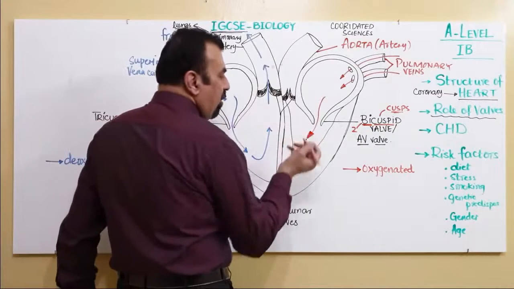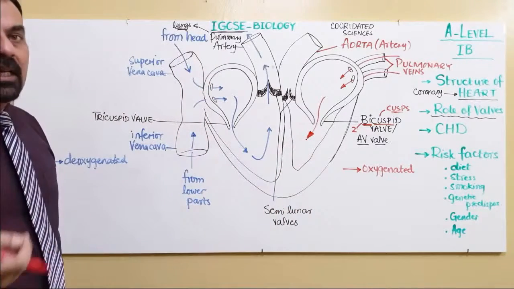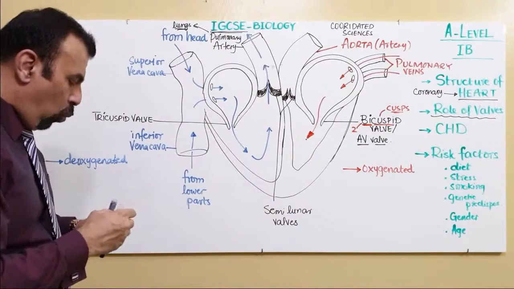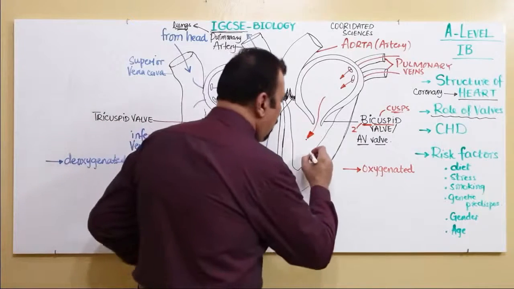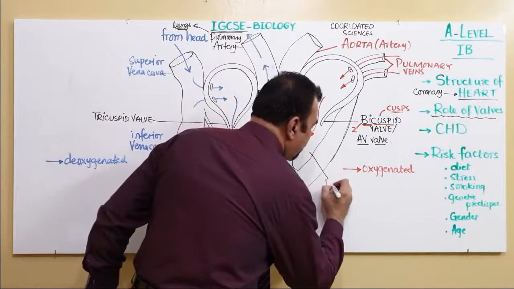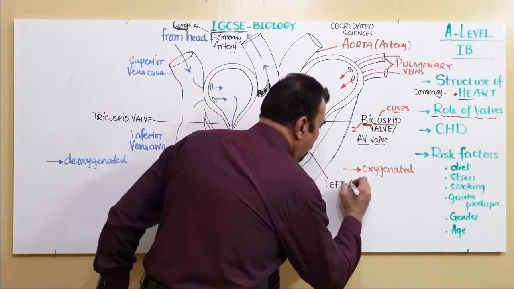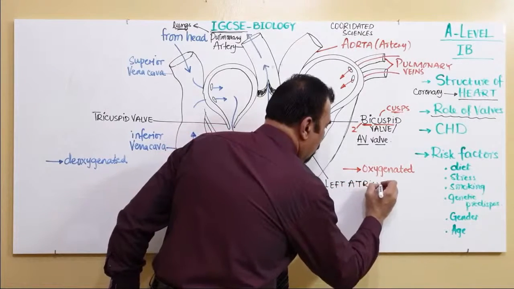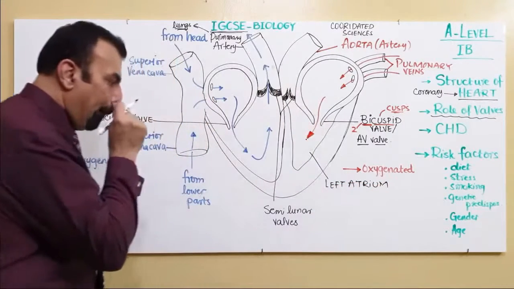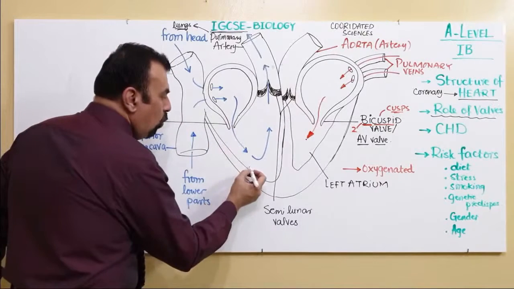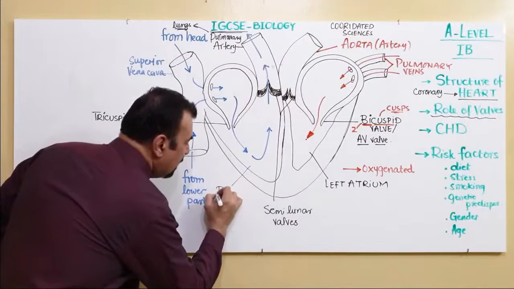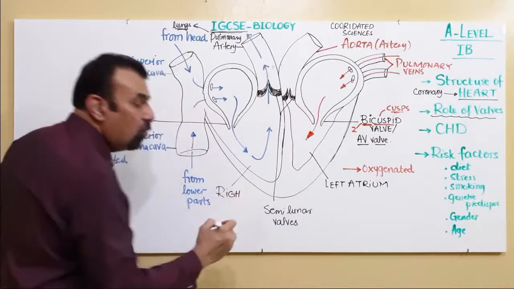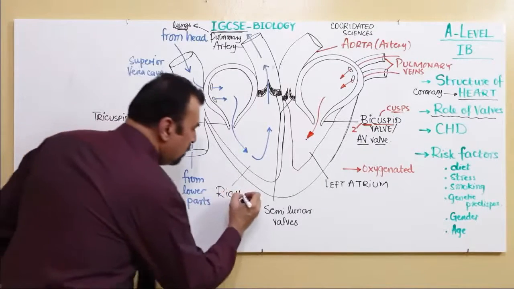We are over here inside the left atrium. So what is the name of this chamber of the heart? This is the left atrium. If that's the left atrium, which chamber of the heart is that? This is the right atrium. You are right over here. That's the right atrium.